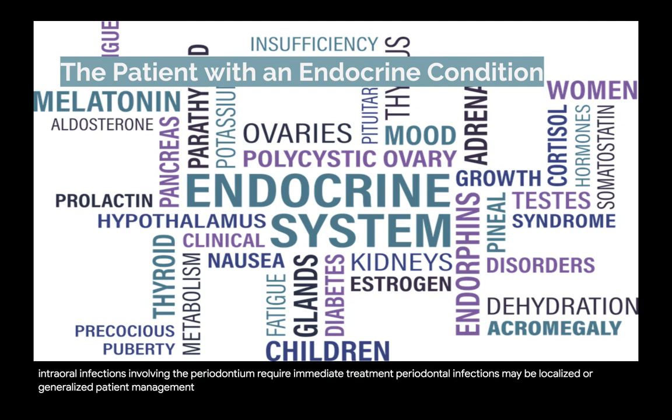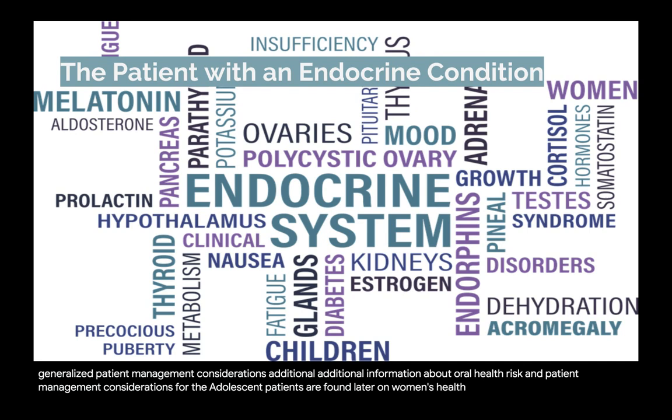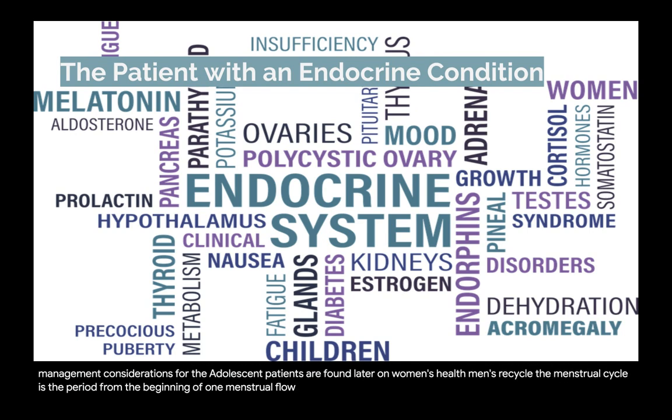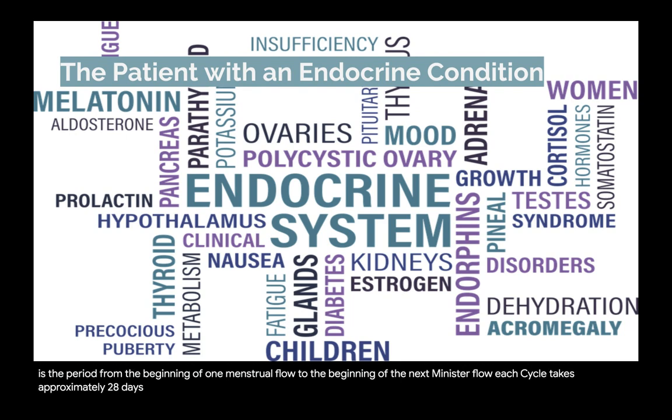Patient management considerations. Additional information about oral health risk and patient management considerations for the adolescent patients are found later on. Women's health, menstrual cycle. The menstrual cycle is the period from the beginning of one menstrual flow to the beginning of the next menstrual flow. Each cycle takes approximately 28 days. Menstruation or menses occurs in a cyclical manner, lasting 4 to 6 days from puberty to menopause.